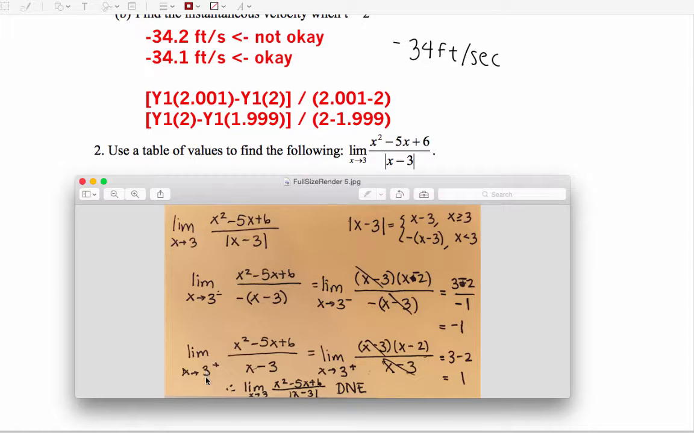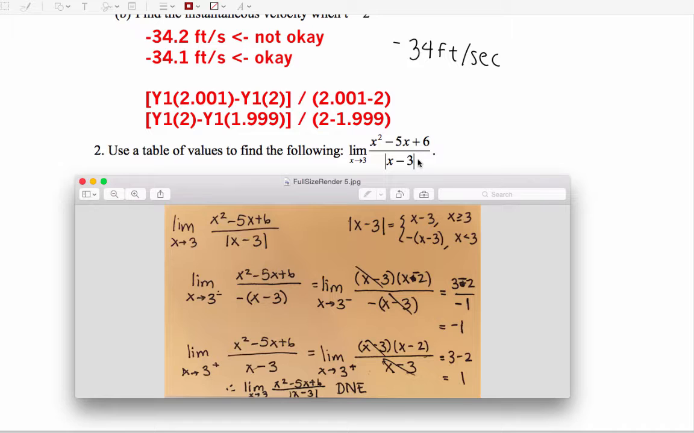Now I have to do the same thing from the right-hand side. In the right-hand side, I get x squared minus 5x plus 6 over, and I use this equation, which is the x minus 3. So again, factor it, and I would get x minus 2 over 1 this time. So I get 3 minus 2, which is 1. So since the limit from the left does not equal the limit from the right, I know that the limit does not exist, okay? So this would be the solution if I asked you to do it algebraically.